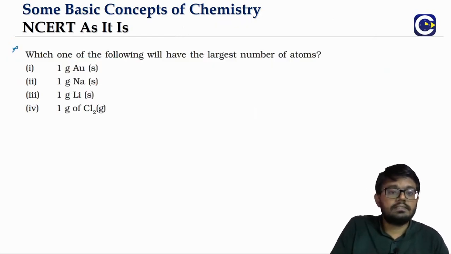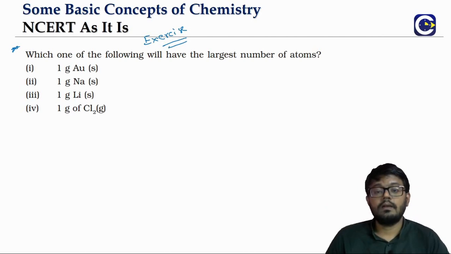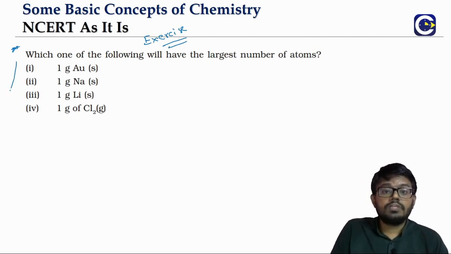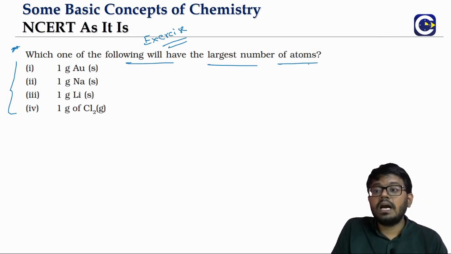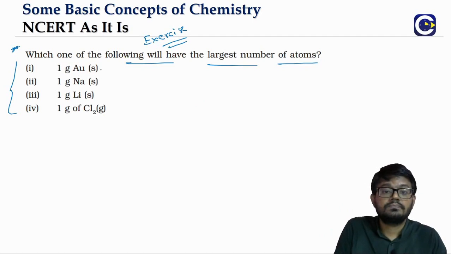Next, this is an exercise question. See, we are even picking the questions only from the NCERT textbook, so that we don't go too much beyond the NCERT. Which one of the following will have the largest number of atoms? Remember, largest number of atoms. 1 gram of Au, gold. 1 gram of sodium. 1 gram of lithium. 1 gram of chlorine.